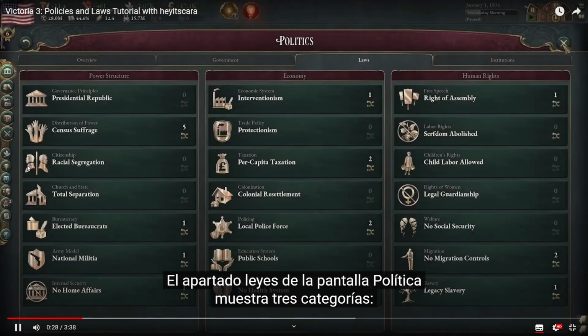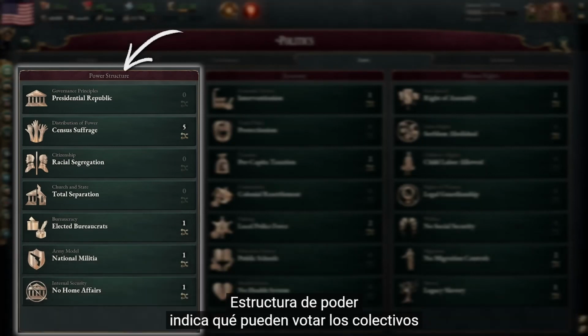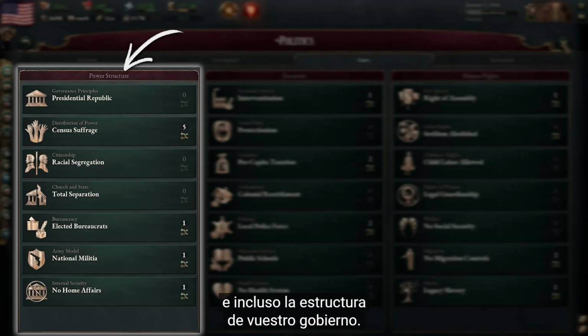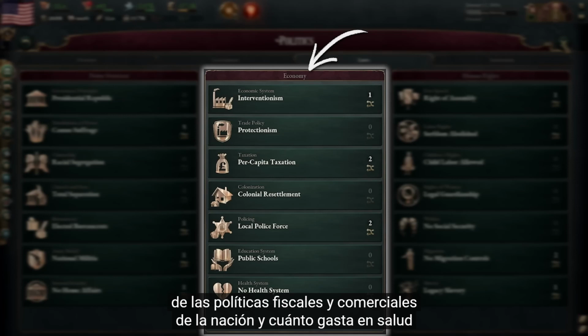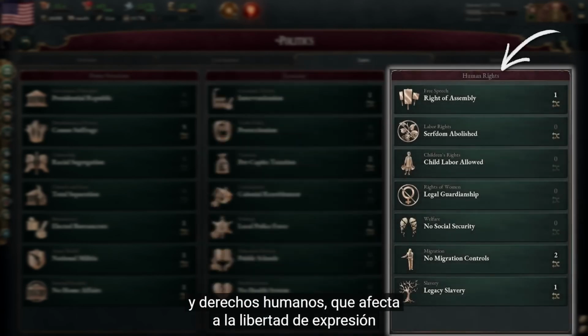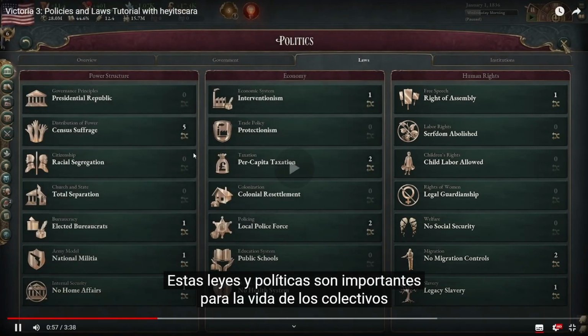The laws in the politics screen lets us have a good look at three different categories. The power structure category, which affects what pops can vote, what pops are discriminated against, and even the structure of your government itself. The economy category, which controls the laws around your nation's taxation and trade policies, and what it spends on healthcare, schooling, policing, and even its colonization policies. And the human rights category, affecting freedom of speech laws, welfare, working conditions, and the rights of women and children. All of these laws and policies.